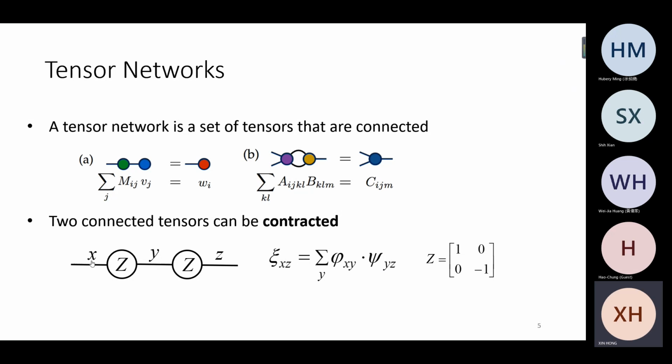For this contracted tensor, if you take x and z as 0, that is 0, 0, it will equal phi 0, 0 times psi 0, 0, plus phi 0, 1 times psi 1, 0. If they are all 0, then if y takes value 1, it should be 0. So this summation should have only one item that is not 0. Then psi 0, 0 should equal 1 times 1, which is exactly 1. Finally, you can see that these two tensors are constructed from the identity matrix. This is the contraction of tensors.